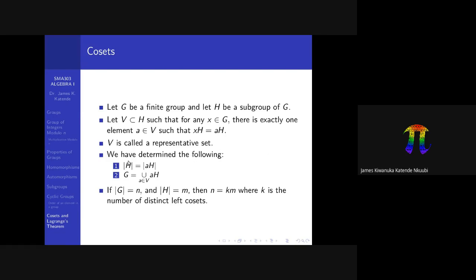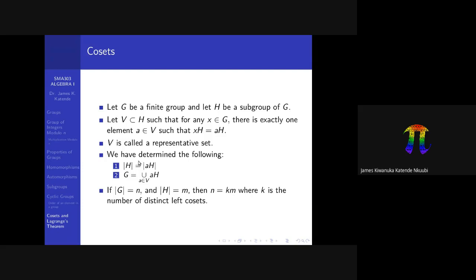So we have determined the following. We know that the number of elements in every subgroup will be equal to the number of elements in any of its left cosets. This is established. We have seen that. Similarly, we know that G will be the union of all the distinct left cosets. This union is better than the one we had before, because now we are using representative sets. The previous representation was a bit wasteful because we were using all the elements from G, but now we are picking only elements from the representative set so that we have only the distinct left cosets in this union. Is that making sense?